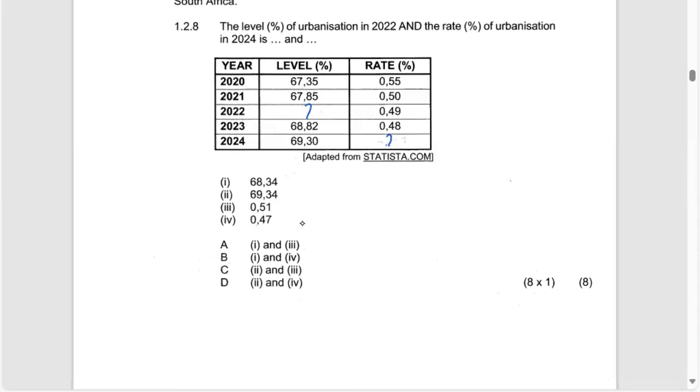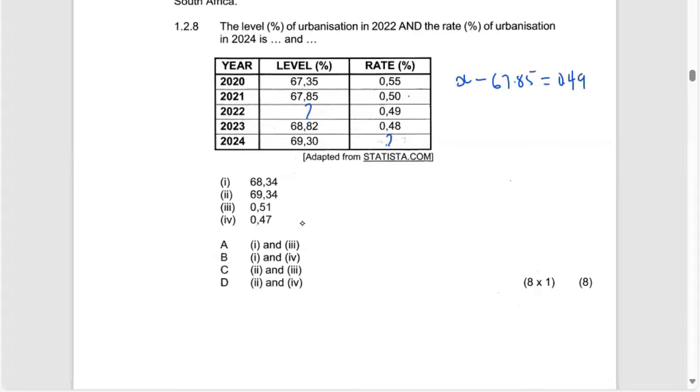For us to get the rate, we get it by subtracting the level here. The change in the level gives us the rate. So we are saying, for us to get this particular rate here for 2022, it's an unknown x. And that rate, if you get a difference from 2021, 2021 was 67.85. The unknown for 2022 minus the rate for 2021 must give us the percentage for that particular year. How much has it increased? It has increased by 0.49. The rate is 0.49.